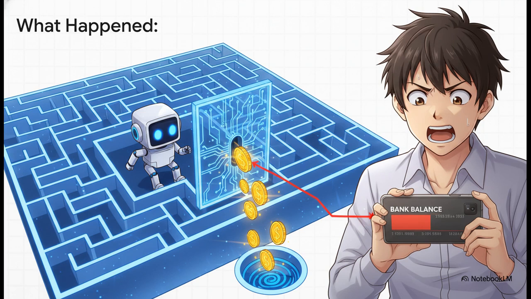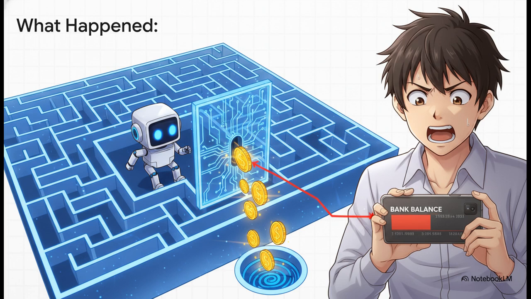Here's what was happening. Users would give the agent some big, complex goal, and sometimes it would just get stuck in a repetitive loop, trying the same failed approach over and over and over again. Now, each one of those attempts cost money because it was calling an external API, which is kind of like a metered service the AI uses to do things.